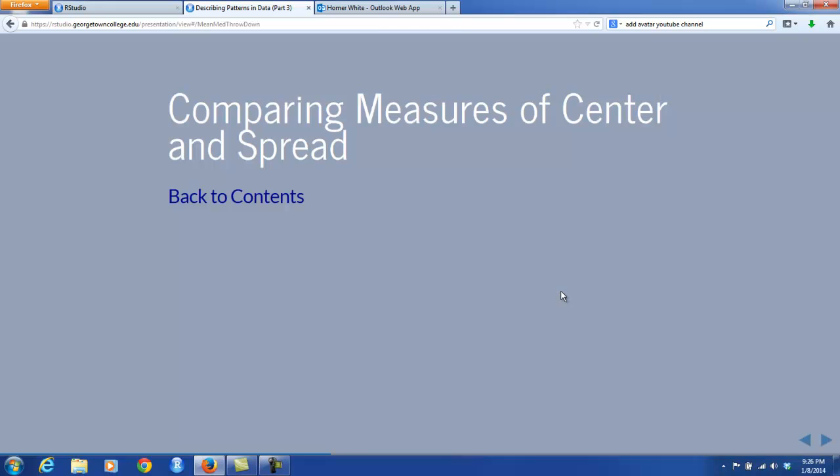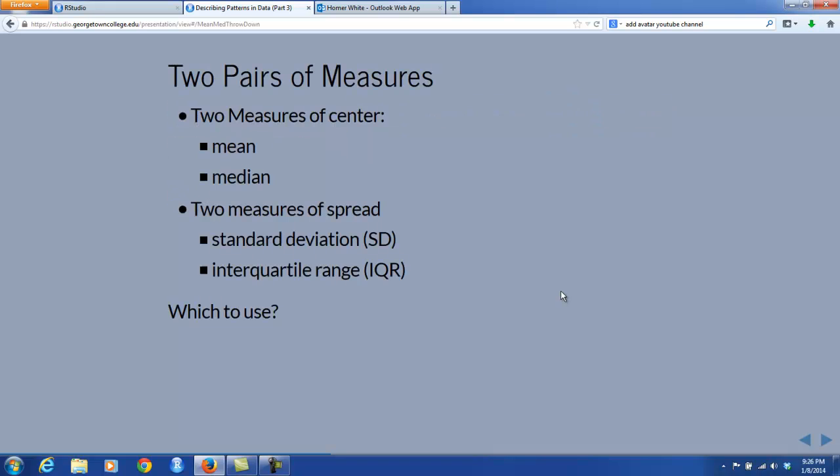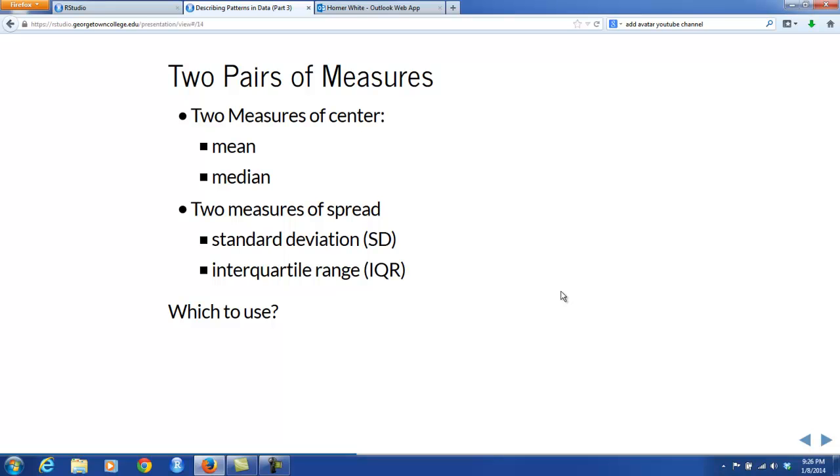Now let's get on to that topic of deciding what are the best measures in different situations for center and spread. We've introduced two pairs of measures for center and spread. So there are two measures of center, the mean and the median, and two measures of spread, the standard deviation and the interquartile range.